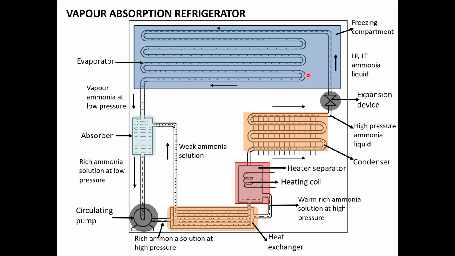Then from the evaporator, the ammonia in the vapor phase at a low pressure will again enter the absorber where it will mix with the water to become a rich ammonia solution, and then from the absorber it is circulated to the circulating pump and the process repeats. This is the working of vapor absorption refrigerator.